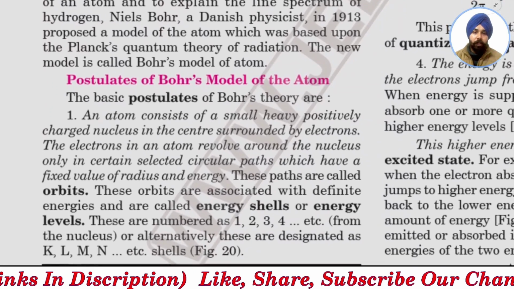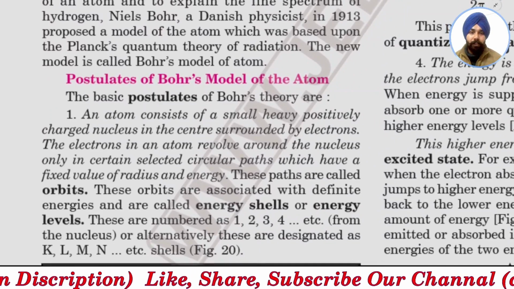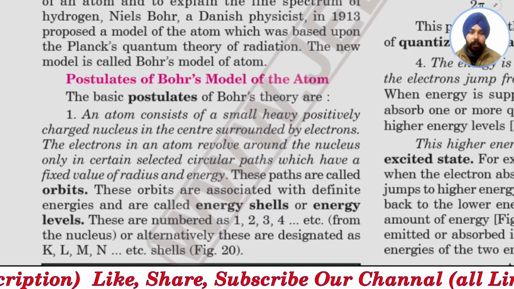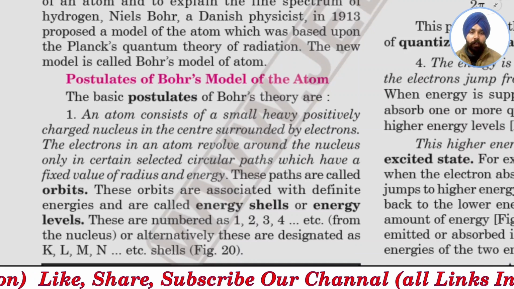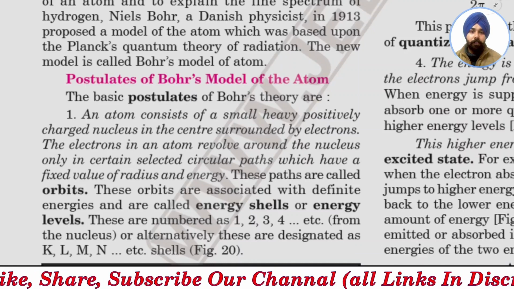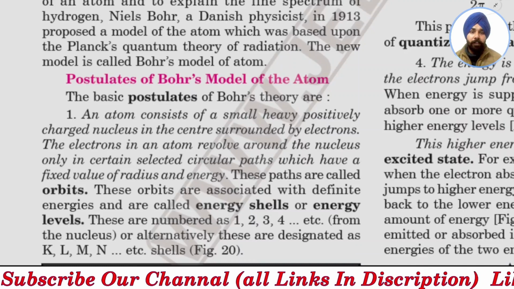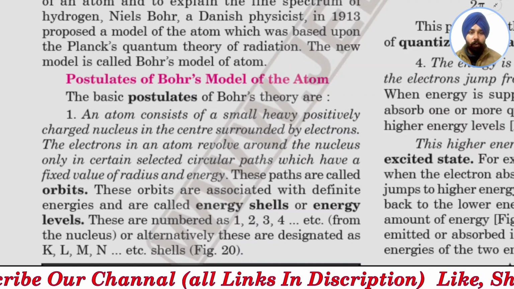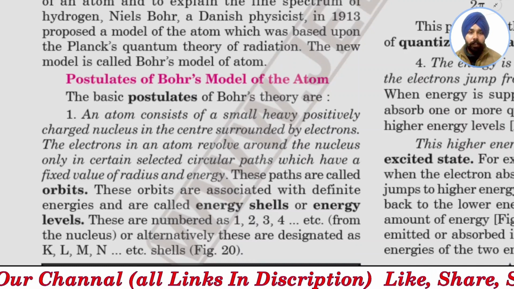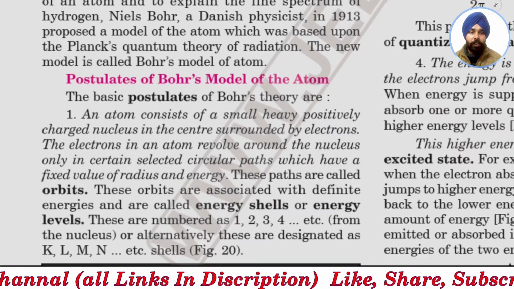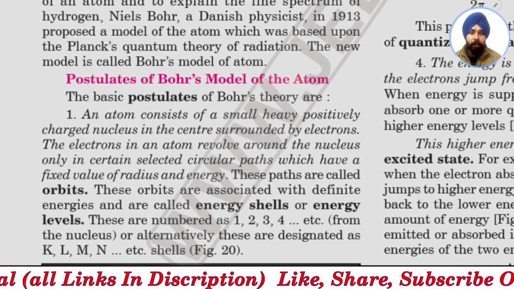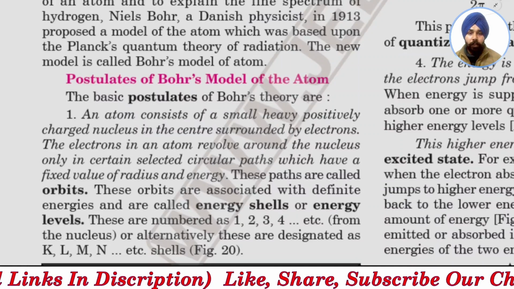First, an atom consists of a small, heavy, positively charged nucleus in the center surrounded by electrons. The electrons in an atom revolve around the nucleus only in certain selected circular paths which have a fixed value of radius and energy. The paths are called orbits. These orbits are associated with definite energies and are called energy shells or energy levels. These are numbered as 1, 2, 3, 4, etc.